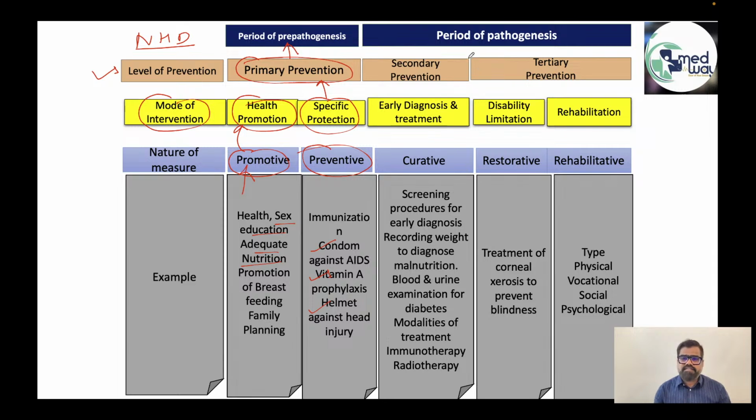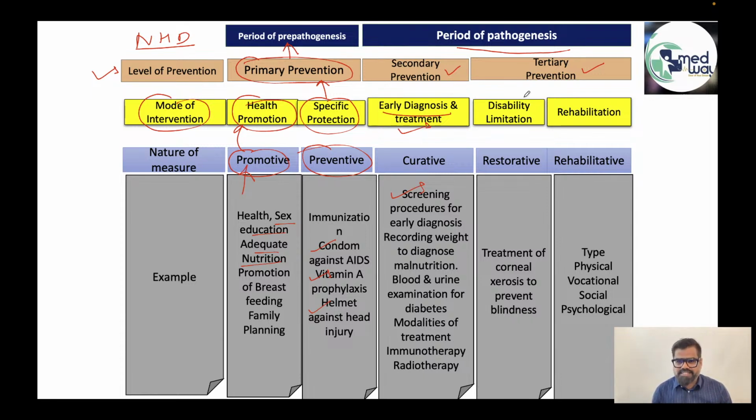Now let's try to understand. The disease has entered inside the human being, so this is the period of pathogenesis. How can you prevent now? You can do secondary prevention. You can do tertiary prevention. In secondary prevention, what is the mode of intervention? The disease has started in the human being now. What you will do is try to diagnose the disease early. Let me identify the disease early so that early treatment can be done. What helps you to diagnose early? Screening. Screening is done in secondary prevention. Screening helps you to diagnose early so that early treatment can be done.